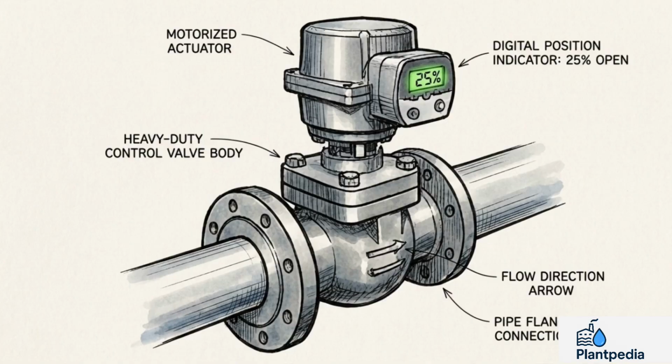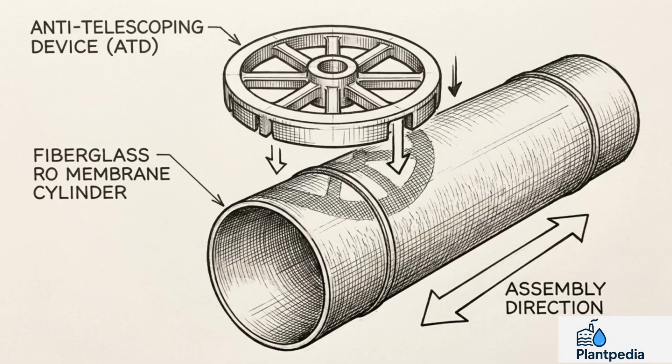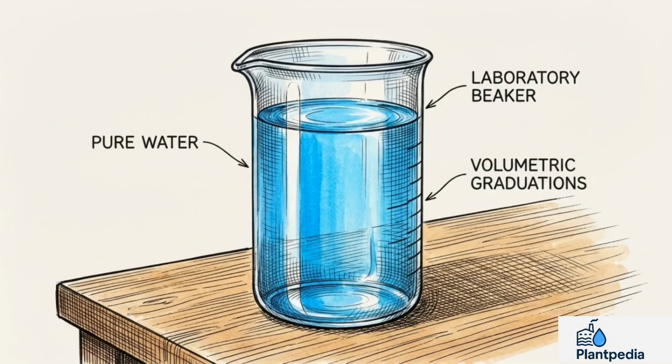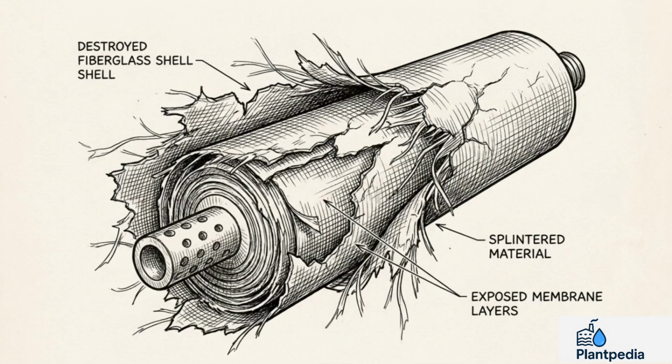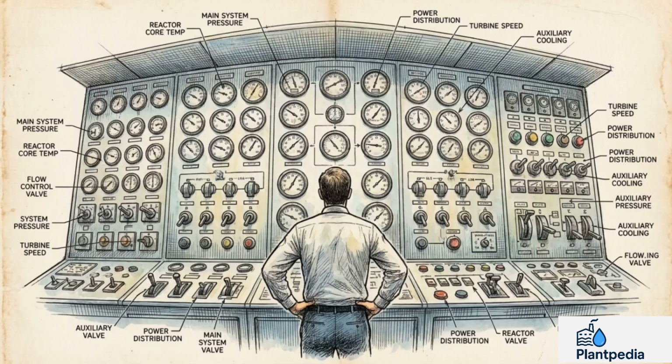You correct this by integrating slow open and slow close control valves, and by rigorously auditing your anti-telescoping devices, or ATDs, during every cleaning cycle. Even if your water chemistry is perfectly balanced, kinetic violence resulting from poor fluid handling protocols will physically shred the system's architecture. The final category of failure stems from human-introduced errors in system design and cleaning protocols.